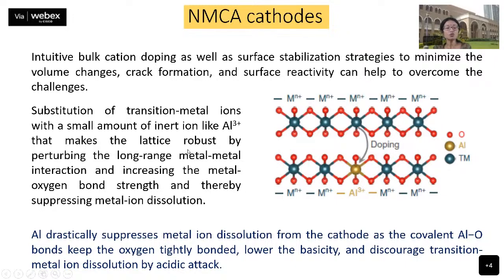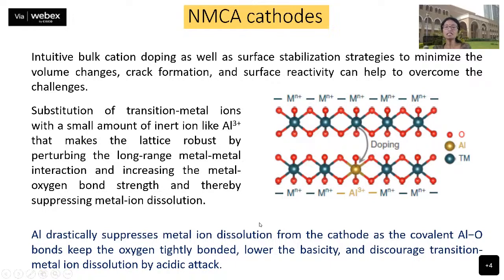It makes the lattice robust by perturbing the long-range metal-metal interaction, whatever you see over here, and increasing the metal-oxygen bond strength. And so it suppresses the metal-ion dissolution. A lot of metal-ion doping has been studied, but it has been found that aluminium drastically suppresses the metal-ion dissolution from the cathode.